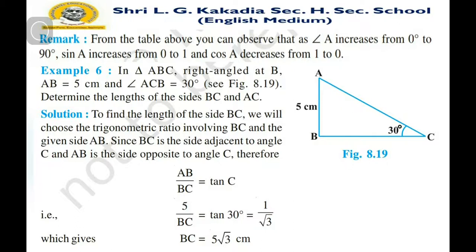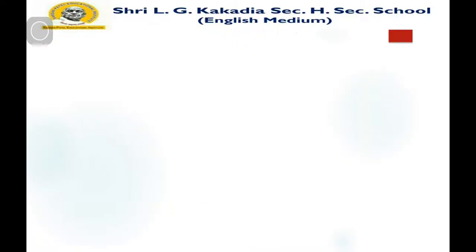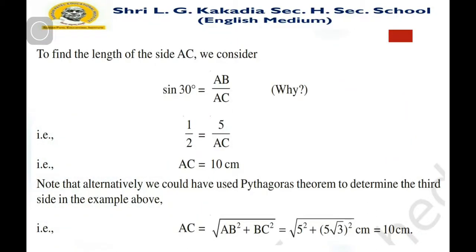So now using this table we can find the values of the other sides. Now we want to find AC. We can use sin C for it. To find the length of side AC, we consider sin C is equal to AB over AC, that is opposite over hypotenuse. Now we know that sin 30 is 1 over 2. AB is 5, so AC is equal to 10 centimeter.